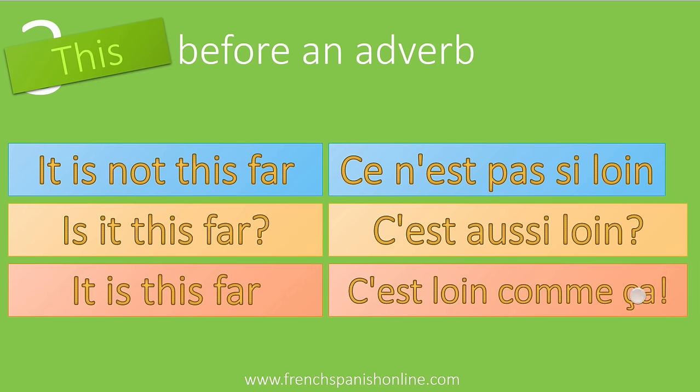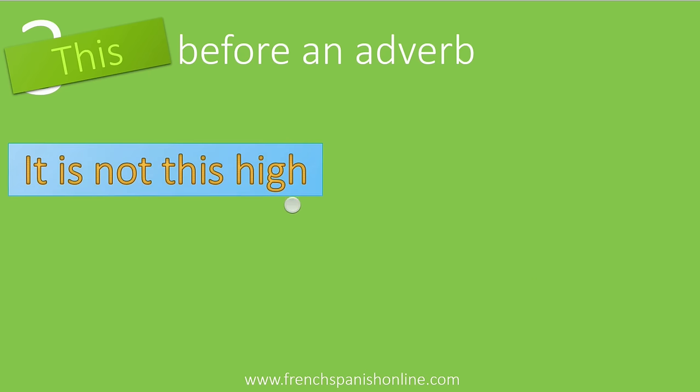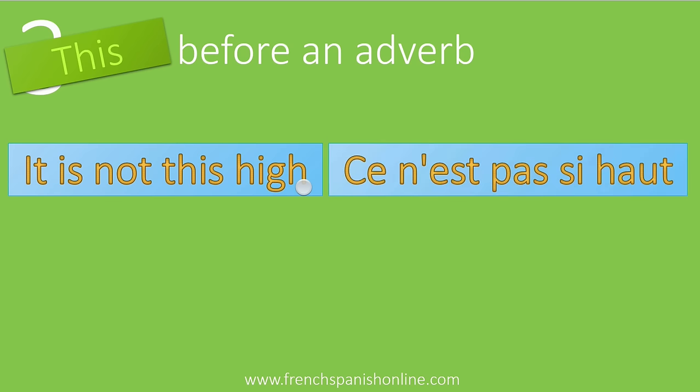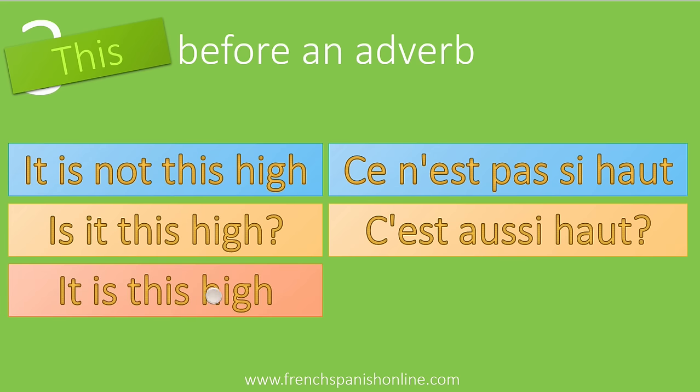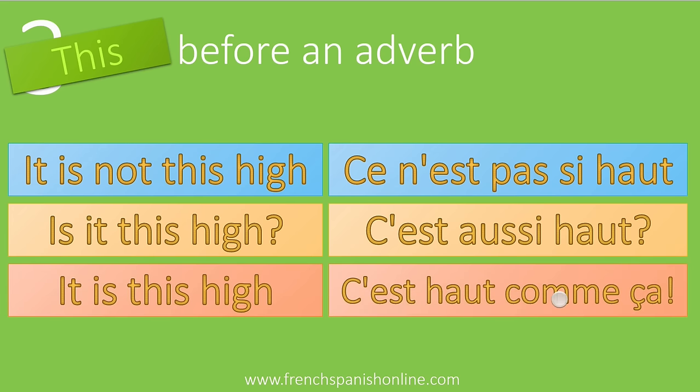It's far like this. We have no words to translate here this expression in an affirmative way. So as you can see, here we have the same expression in English, it is this far, but different ways of translating it. Ce n'est pas si loin, c'est aussi loin, et c'est loin comme ça. Let's take another example now with the adverb high. So the same thing. Ce n'est pas si haut, ce n'est pas aussi haut. Is it this high? C'est aussi haut que ça, c'est si haut que ça. Or it is this high, c'est haut comme ça.